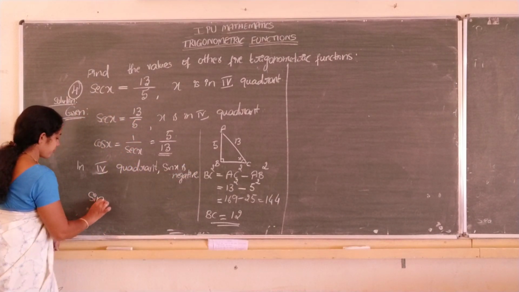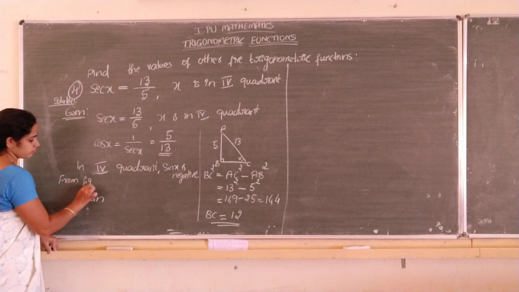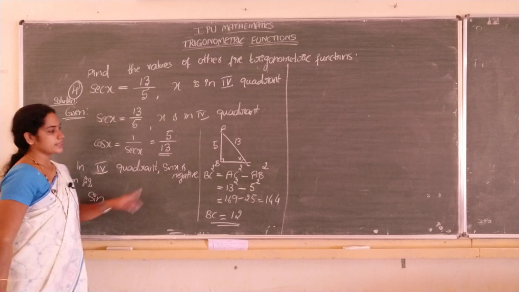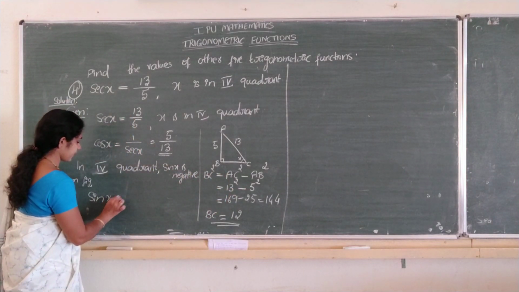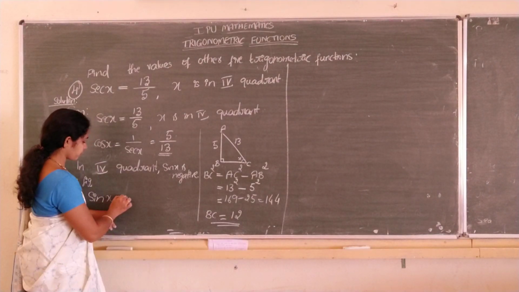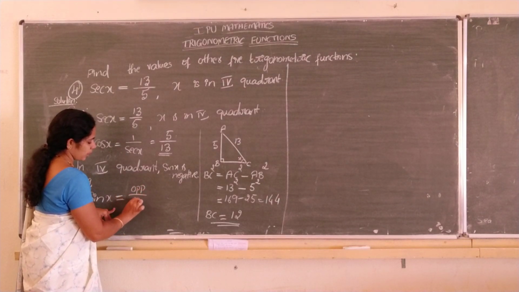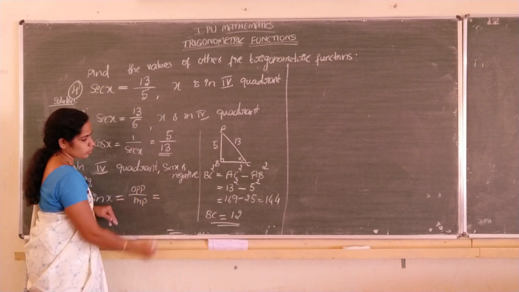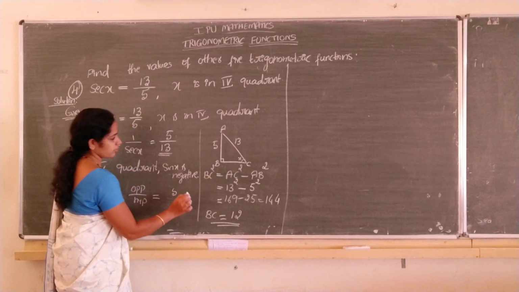So, using the figure, the figure is important, we must draw the figure. How can we write sin x? Sin x is equal to opposite by hypotenuse. What is the opposite side? Here opposite is here.